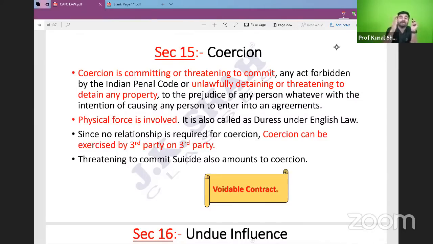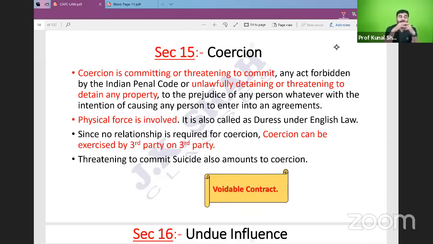Yes, even a threat to commit suicide amounts to coercion. Whenever you threaten someone that I will commit suicide if you don't listen to me, it is nothing but coercion. The person is trying to enter you into a contract by force. So even threatening to commit suicide amounts to coercion.